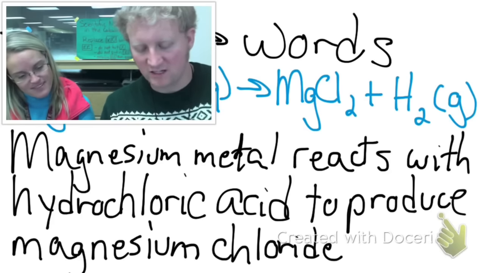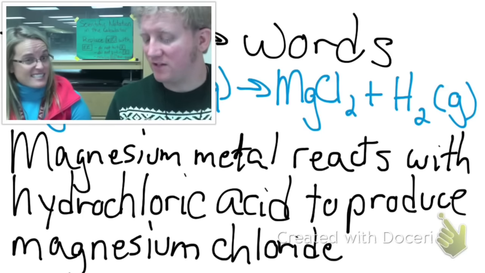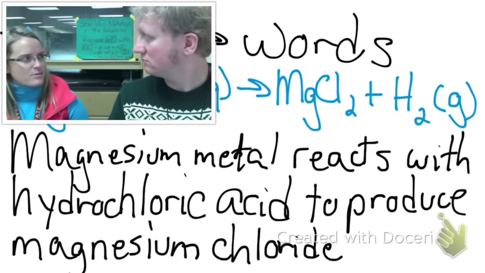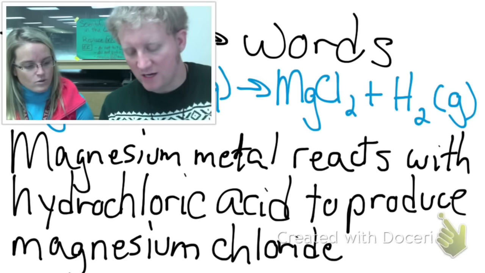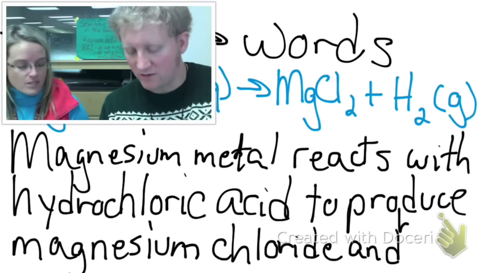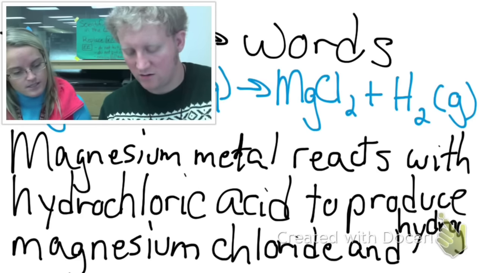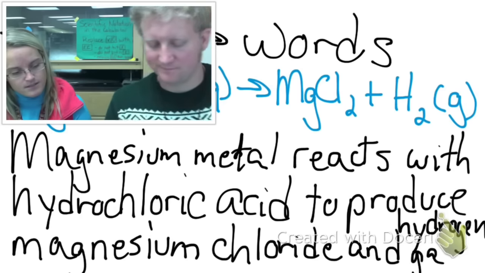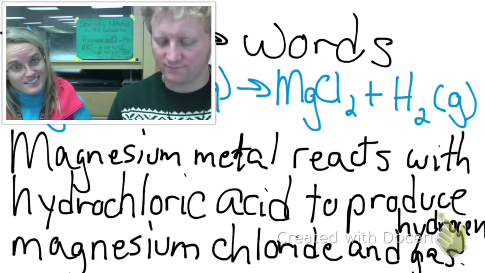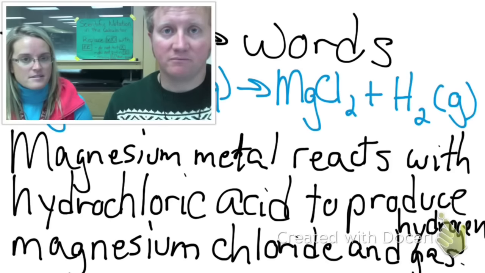Okay, so to produce magnesium chloride. It's a diatomic. I just call it by its name, right? Yeah, we can just call it hydrogen. Oh, but it's got a G, so maybe I should be specific and say hydrogen gas. Right. Okay. Hydrogen gas. There we go. This stuff is easy. Yeah, it's pretty good.